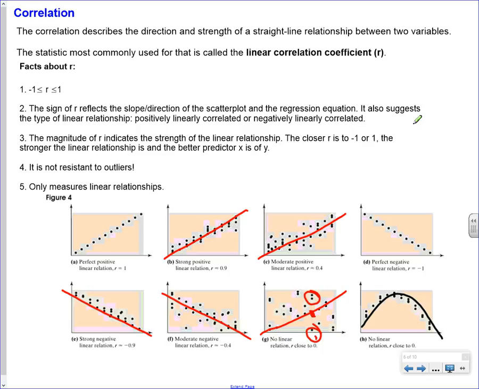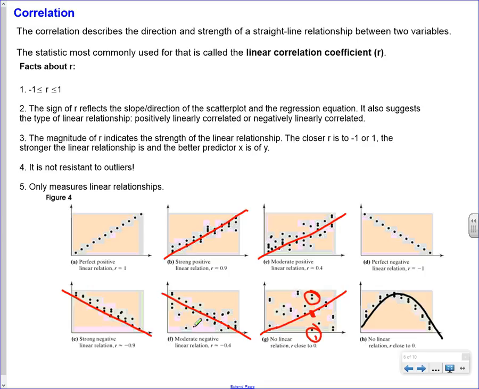The sign of R should be the same as your slope. If you have a negative slope, you should have a negative R value. I have noticed that in Excel, for whatever reason, the R values are always positive. So if you have a negative slope, if the graph of the line is falling from left to right, then your R value should be negative. Even though Excel gives you a positive, go ahead and make it a negative. But your calculator should give you the positive or the negative correctly.